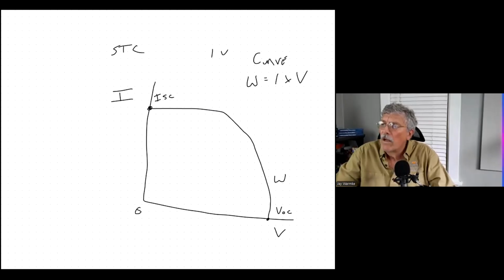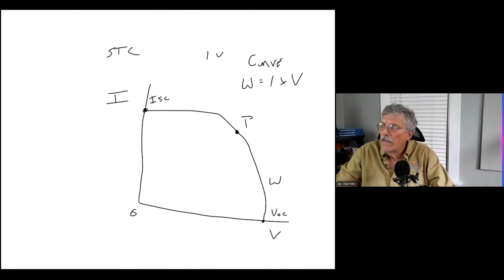Now, somewhere along this curve, the panel will produce the maximum amount of power. So that's going to be somewhere in this elbow here. And that's known as the Pmax, or the maximum power point, MPP. They haven't really standardized on these acronyms, so you'll see them referred to differently in different places. But that is the maximum power point.